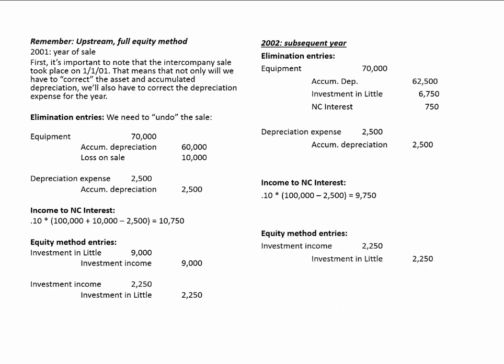Finally, for the equity method entries again, look at the parallel between the elimination entries and the equity method entries. In the second elimination entry, we have a $2,500 debit to depreciation expense, and so we're going to record a $2,250 debit to investment income.